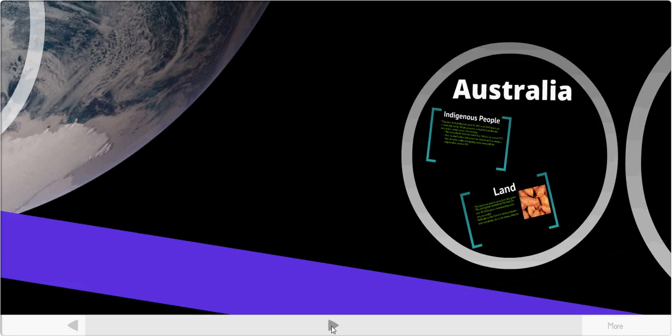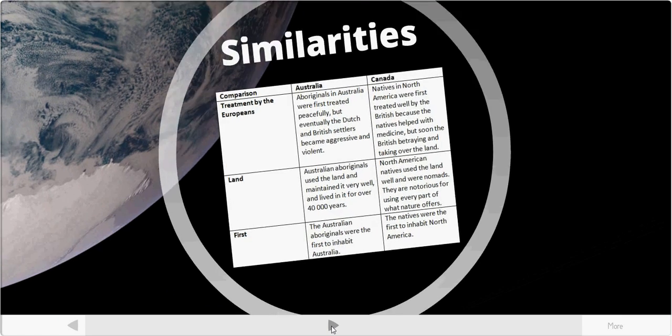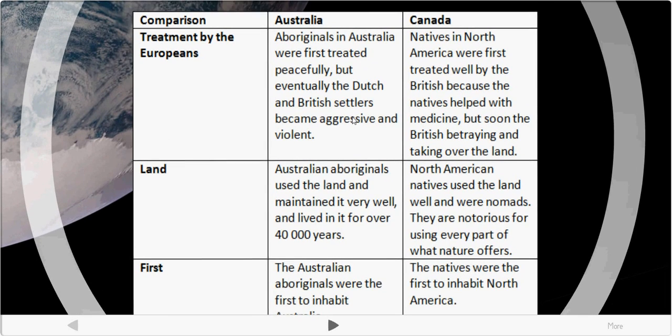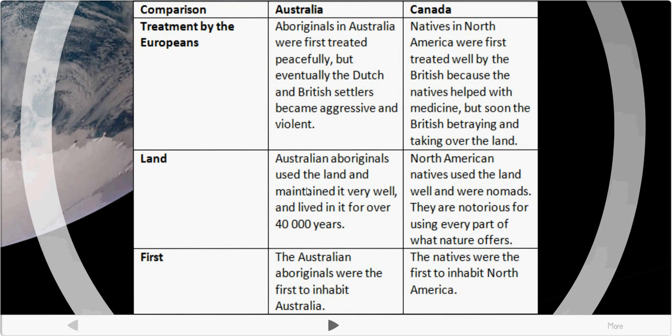And similarities. Here's a chart I made to show the similarities. So treatment. They were both treated very badly. At first they were treated well, but then eventually the settlers wanted more land, and they became more aggressive. And the land, they're both very similar because both natives used the land as much as they could, and they weren't very developed in technology and tools. And both natives were the first, hence the name native, to the land.